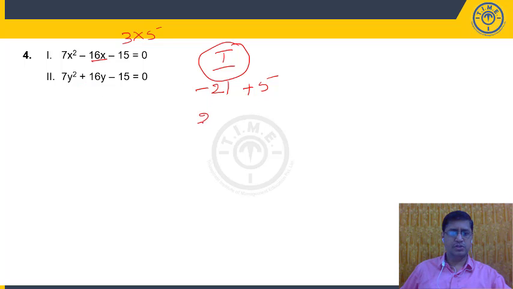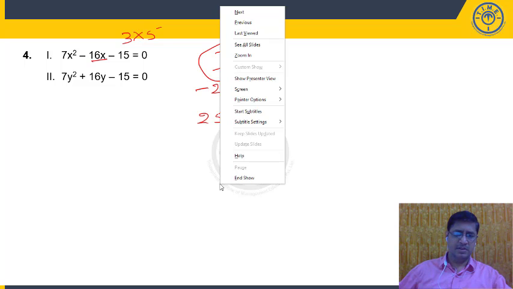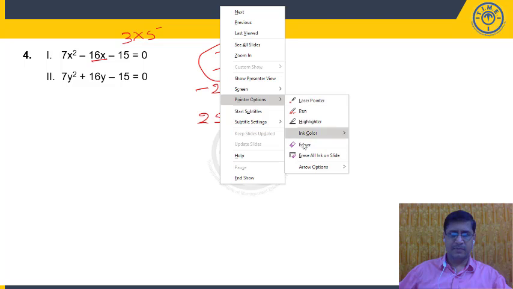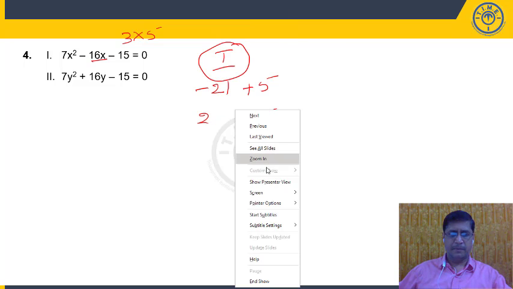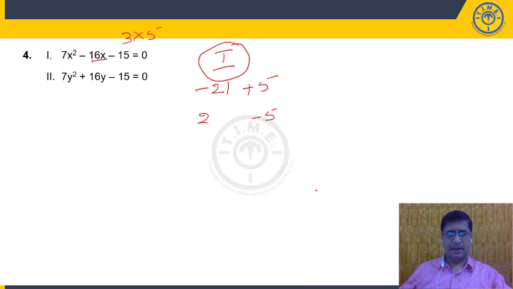What are the roots? Now the same numbers with the opposite sign. What are the numbers here? 21. 21 means minus 21 will become plus 21 by the coefficient of x square. The x square coefficient is equal to 7. So the roots are 21 by 7 and minus 5 by 7. Of course, it goes exactly 3 times.